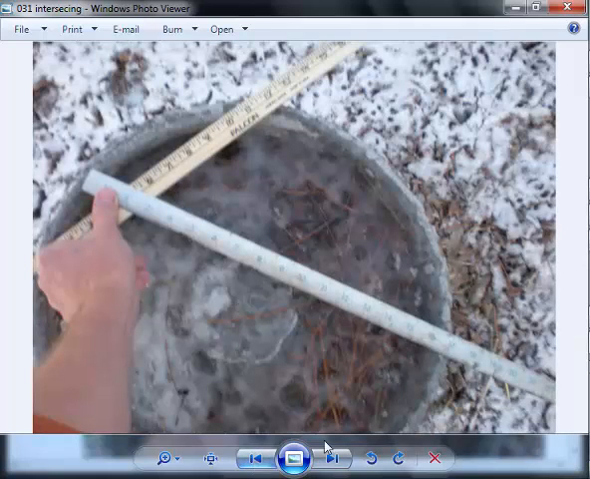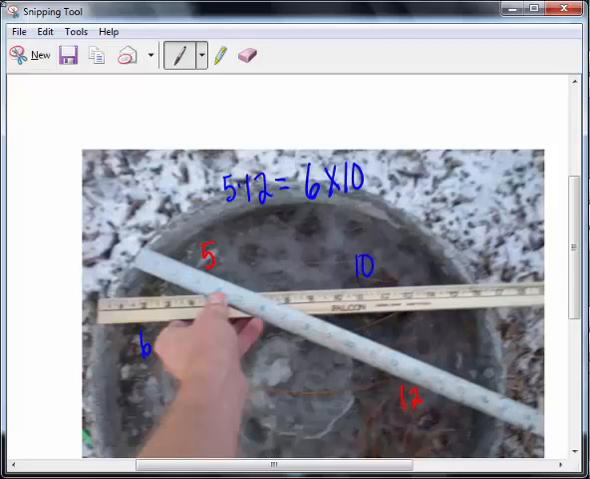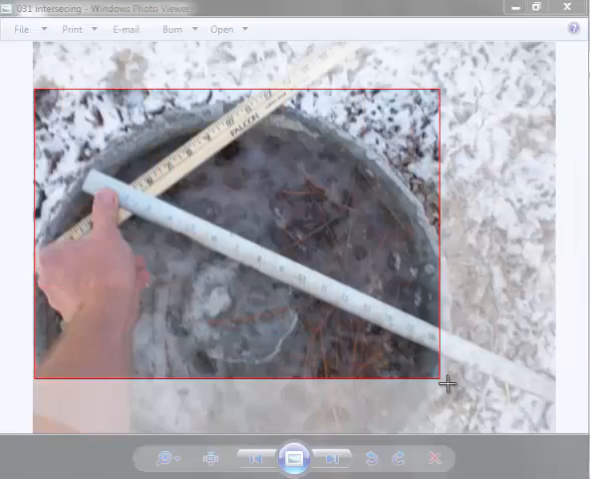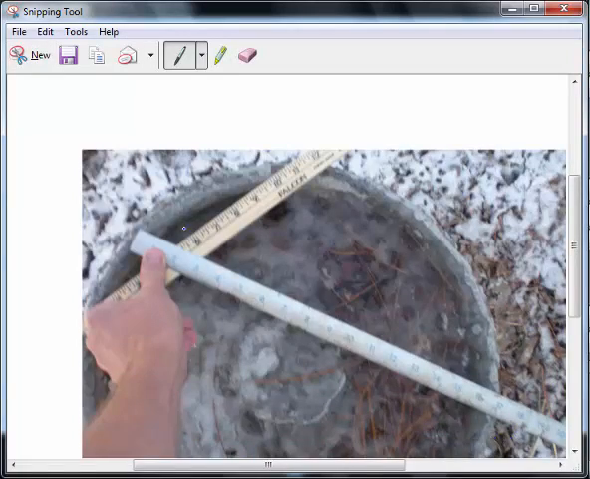Here's one that is broken up into two spots. This one is 2, and this one over here is 15. This section here is 5, and this section here is 6. 5 times 6 equals 2 times 15.